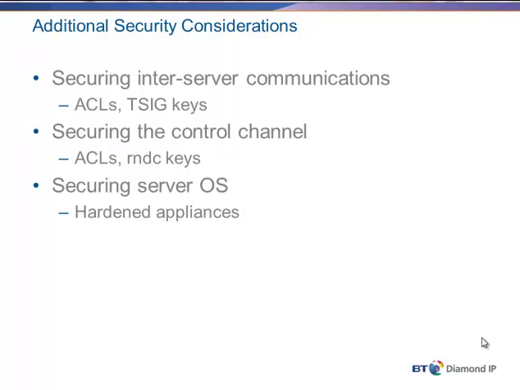Securing the server operating system. There have been several vulnerabilities over the years involving smashing the stack and trying to infiltrate the server on which the DNS service is running. So protecting your operating system is one way to really protect against or mitigate that type of attack threat. Using hardened appliances is certainly one approach. There are several appliance vendors out there, of course, BT Diamond IP being among them.